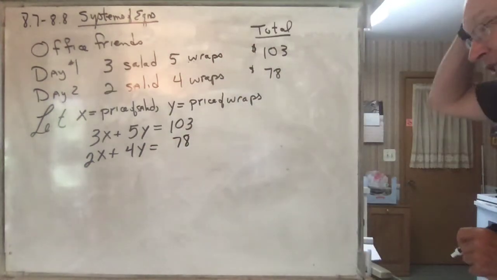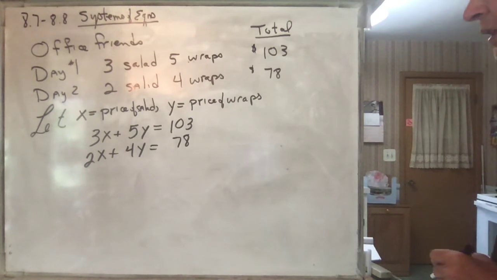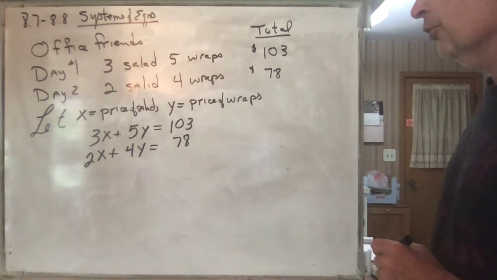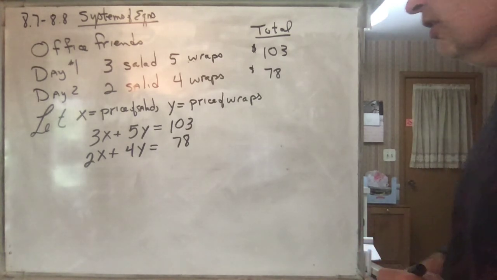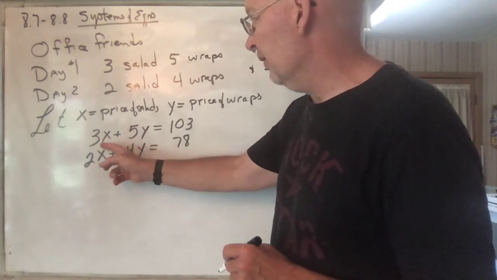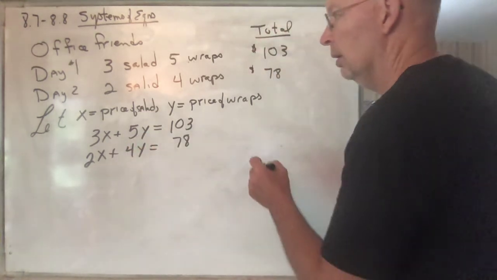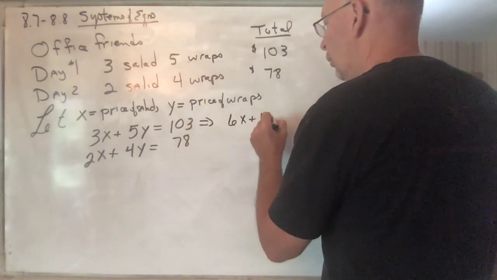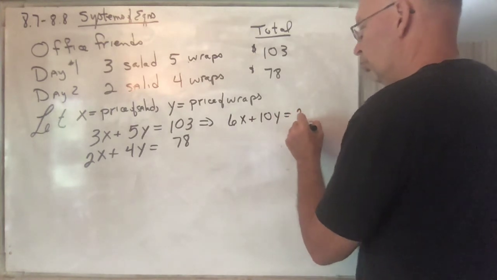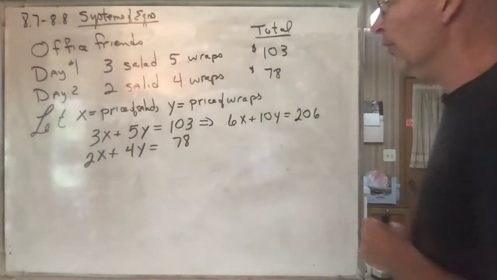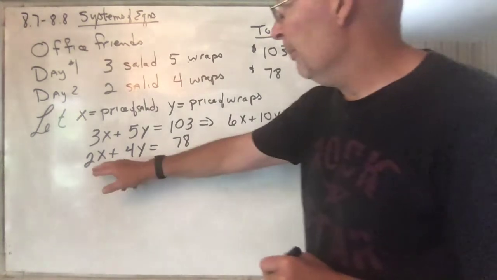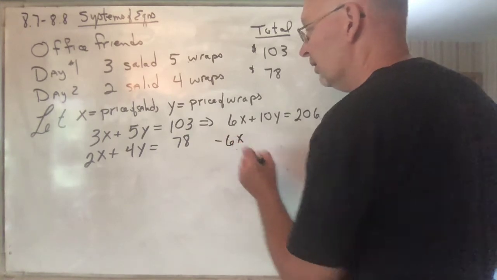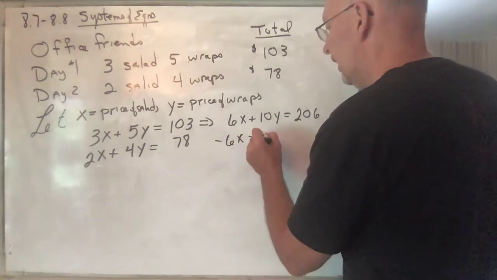See that? So this would be one I couldn't really, we could graph it, but it's much easier just to do it algebraically. So I like to use as small numbers as possible, so I'm going to multiply this one by 2, and going to get 6x plus 10y is equal to 206. Agreed? If I multiply that whole equation by 2. And then I'm going to multiply this one by negative 3. And negative 3 will give me a negative 6x. Negative 3 here is going to give me a negative 12y.